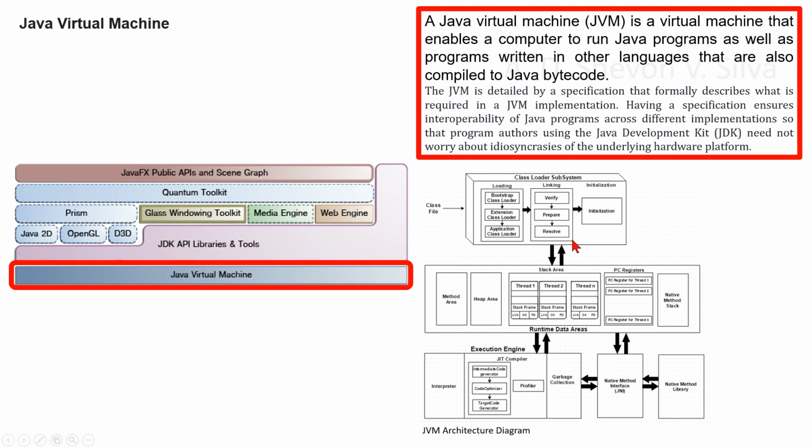Linking. Verify: the bytecode verifier will verify whether the generated bytecode is proper or not. If the verification fails, we will get a verification error. Prepare: for all static variables, memory will be allocated and assigned default values. Resolve: all symbolic memory references are replaced with the original references from the method area. And initialization, this is the final phase of class loading. Here all static variables will be assigned their original values and the static block will be executed.